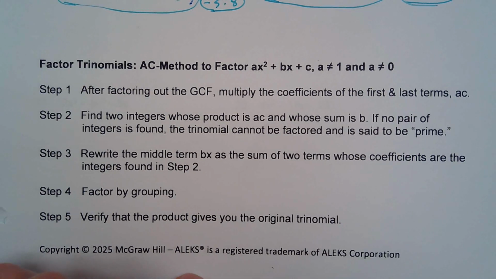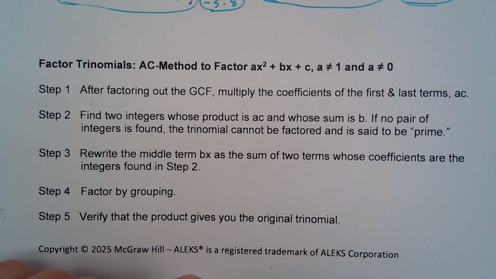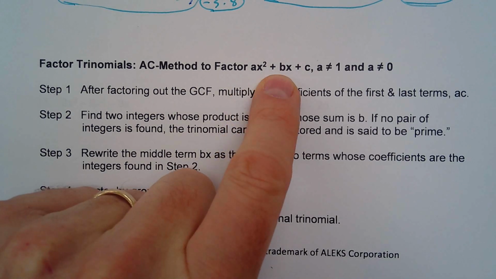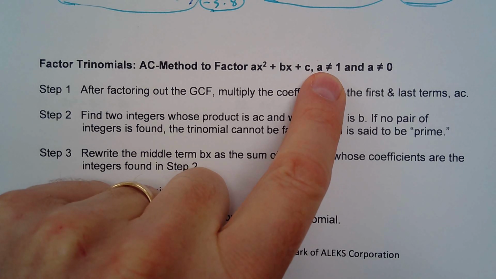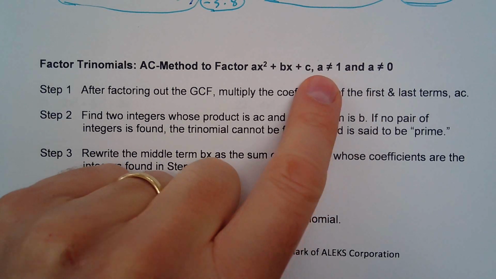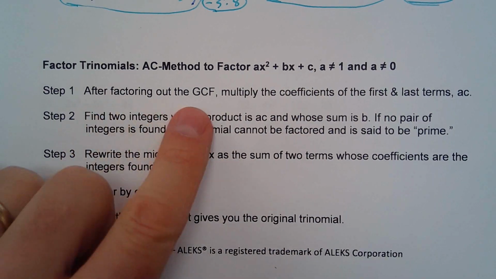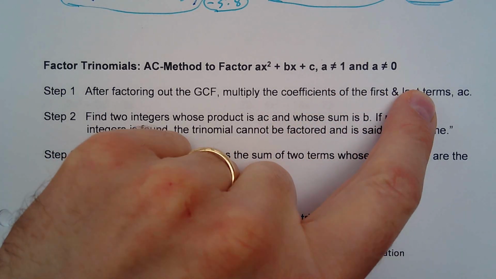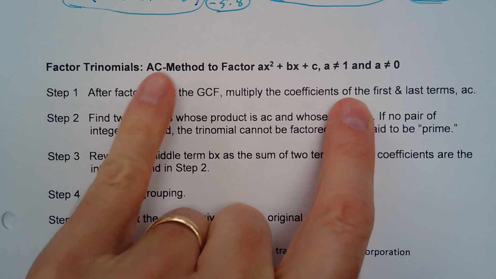All right, so now we're going to talk about factoring trinomials using the AC method. And again, this is when we're factoring trinomials in the form of ax squared plus bx plus c, where a does not equal 1. Also, a doesn't equal 0 either. So after factoring out the GCF, we'll multiply the coefficients of the first and last term. So a times c. That's where the AC comes from.